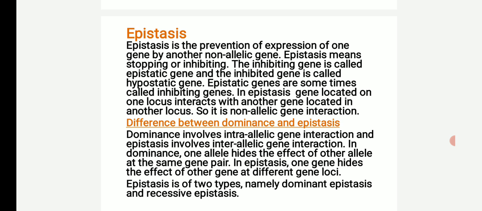Next, difference between dominance and epistasis. Dominance involves intra-allelic gene interaction, and epistasis involves inter-allelic gene interaction. In dominance, one allele hides the effect of the other allele at the same gene pair. In epistasis, one gene hides the effect of another gene at different loci. Epistasis is of two types, namely dominant epistasis and recessive epistasis.